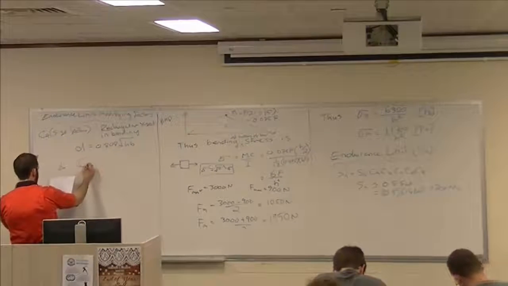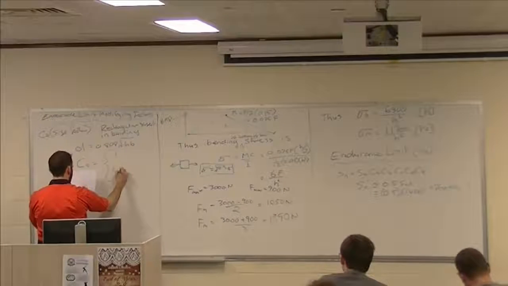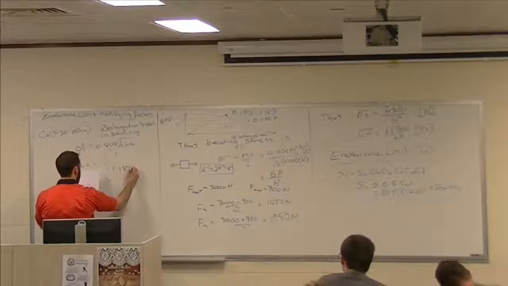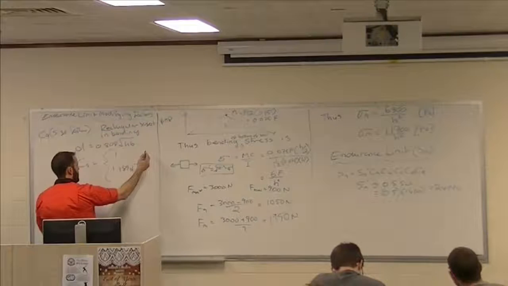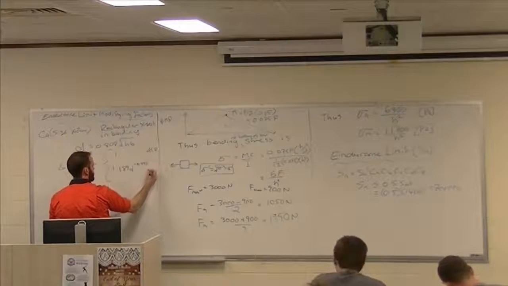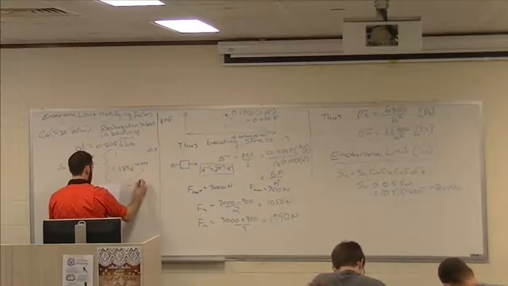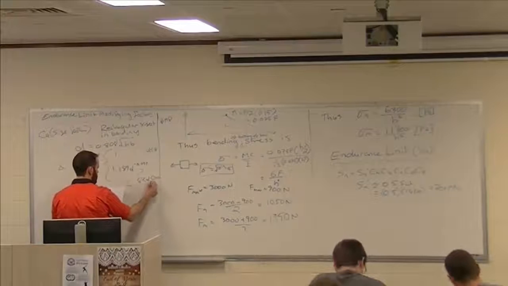And just so that we have it here, our equation for CA was this: 1.189 D to the power of minus 0.097, for D less than or equal to 8, this one is 8 to D to 250 millimeters.